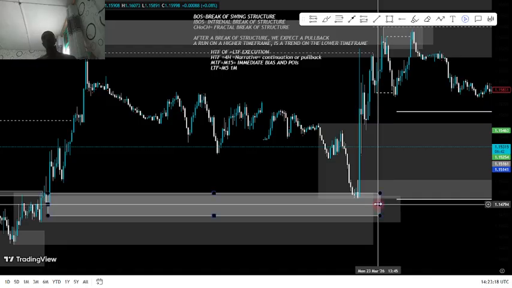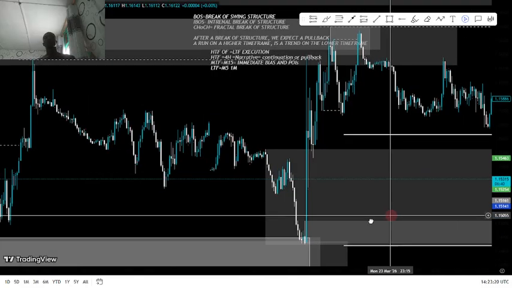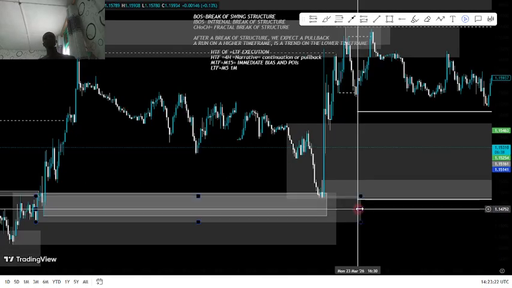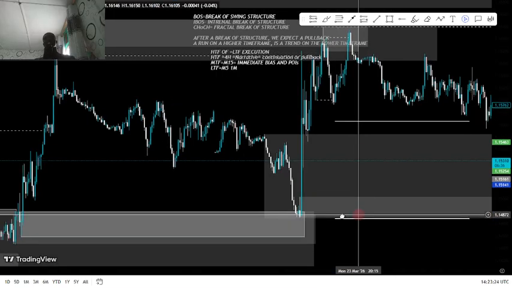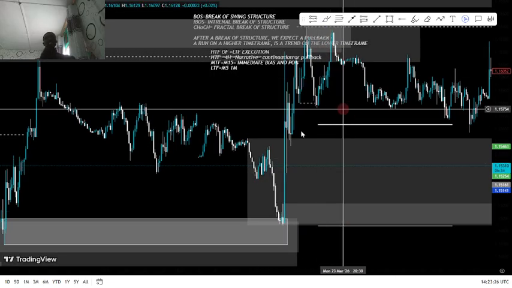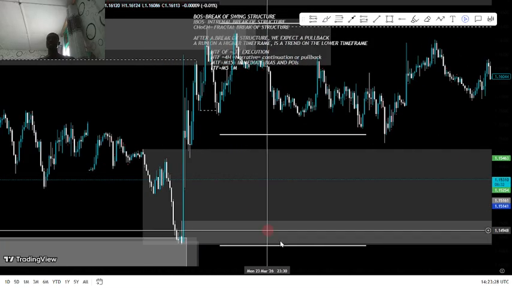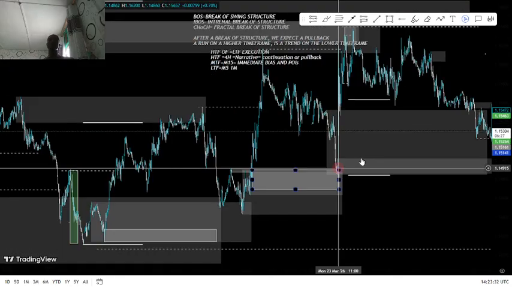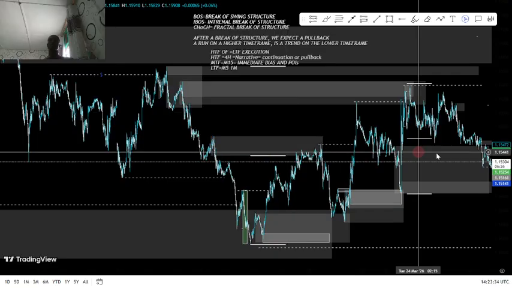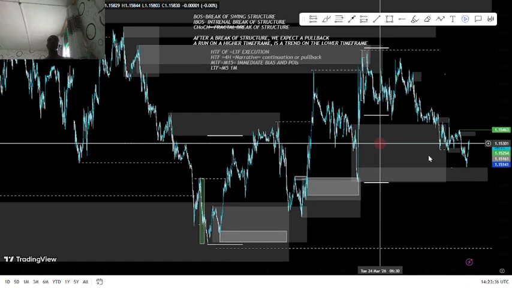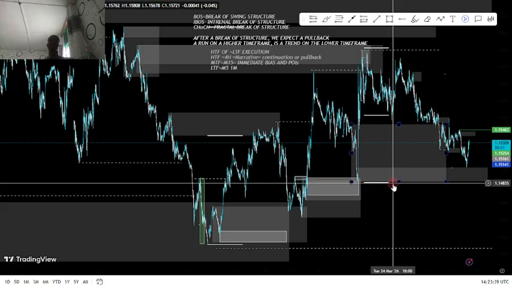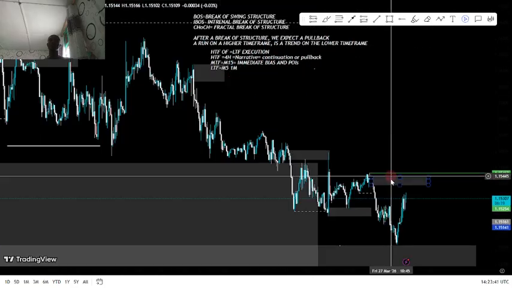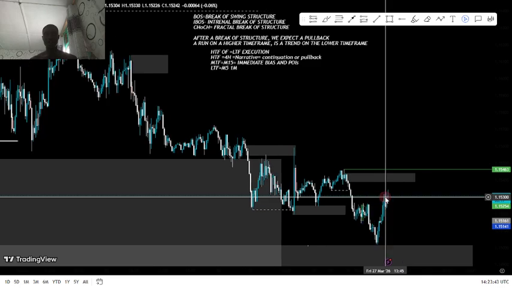So it is part of the chain. It's a structural zone. It is the extreme. It is in the premium of the range, it is extreme. It is within the discount of the range. It is part of the chain. Does it have inducements?